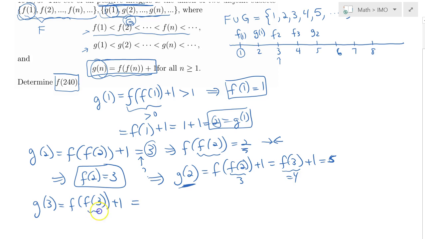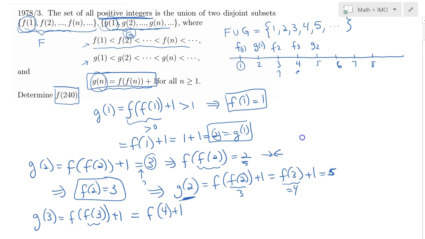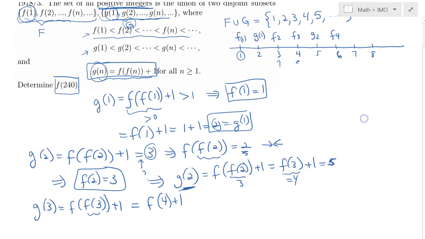Luckily we already calculated f of 3. f of 3 was just 4 here. So 4 plus 1. Therefore we need to first identify what f of 4 is, and it has to be the next number in line. And so it is 6 plus 1, 7. So therefore g of 3 is just 7.